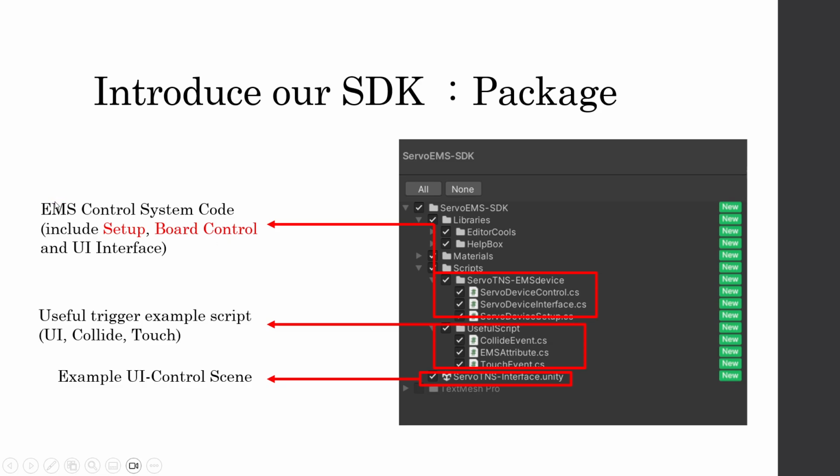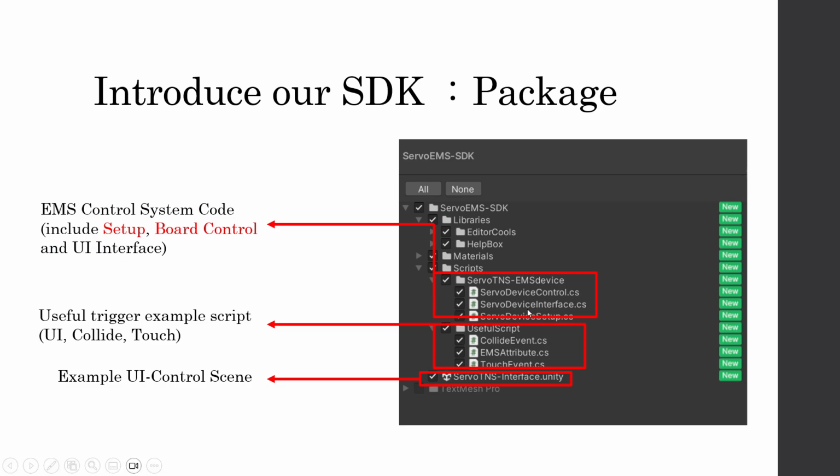And the first part is the EMS control system code, three codes here: servo device control, servo device interface, and servo device setup. The setup script and port control script are the most important part. You need to get into your own scenes.